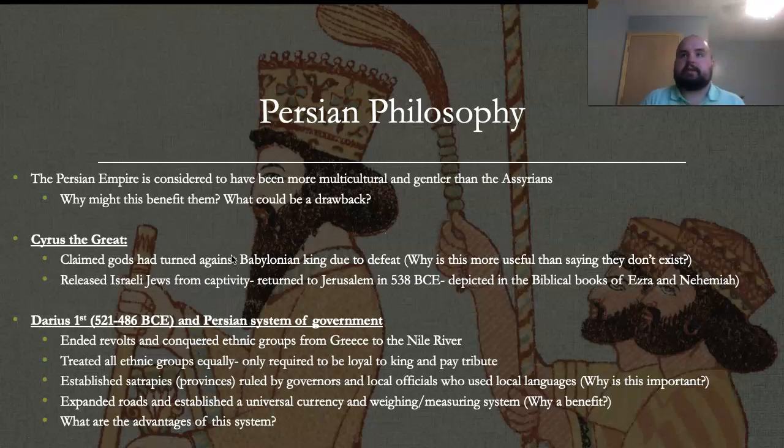Now, why do you think this method would be more useful than saying that the gods there didn't exist? Alright, to give you a point of comparison, think about if a conqueror came in and took over America. That's obviously going to already irritate us, but what if they then outlawed, for example, Christianity, which is still the largest religion in this country? How do you think most people in this country would react if they also outlawed Christianity? Very poorly, obviously, is the obvious answer.